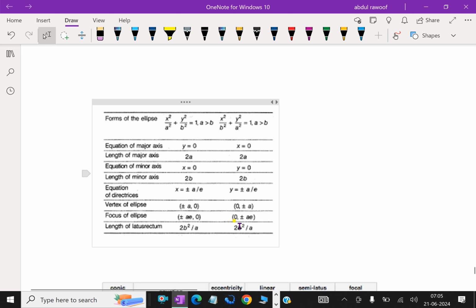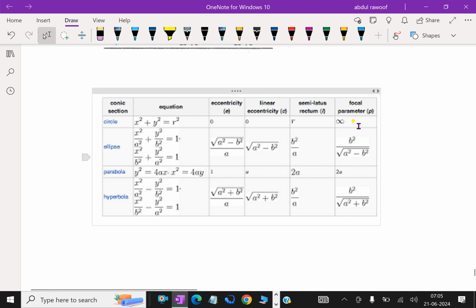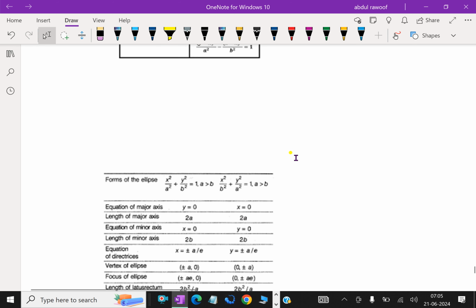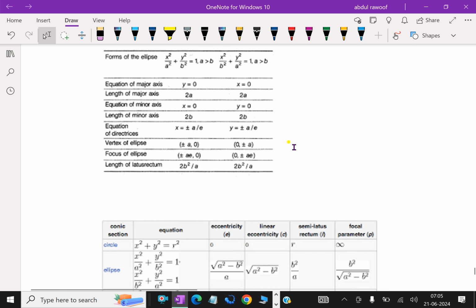In general, you can keep all these things in one table: the conic sections circle, ellipse, parabola, hyperbola, and their standard equation, eccentricity, linear eccentricity, semi-latus rectum, and focal parameters. If you remember these tables, it's very useful for your future studies.